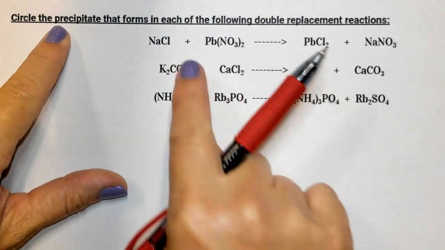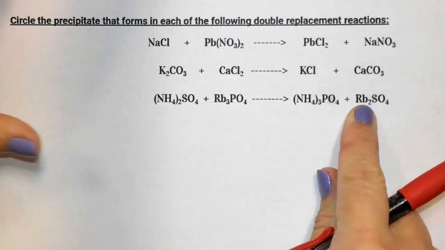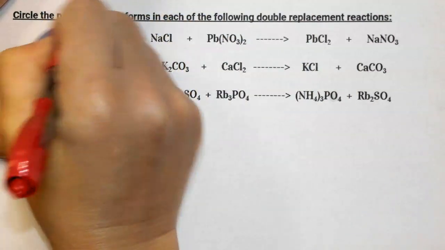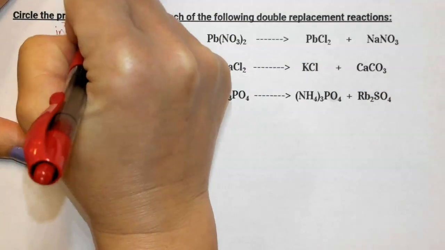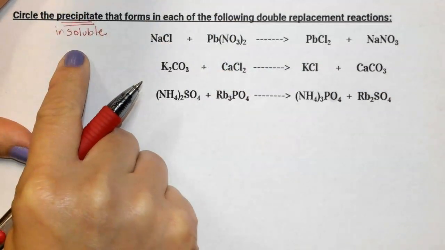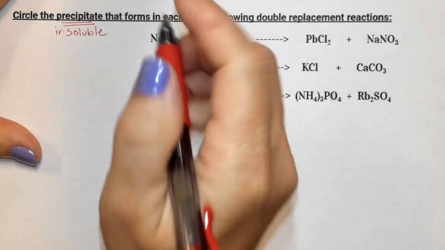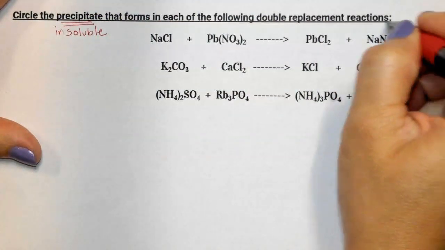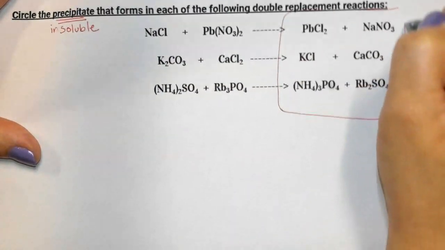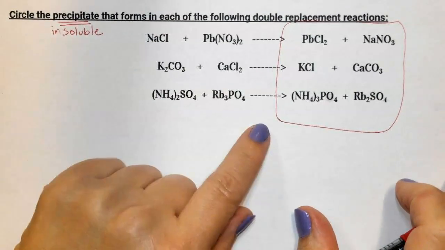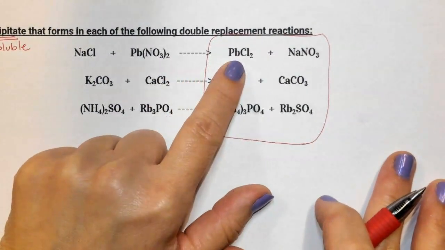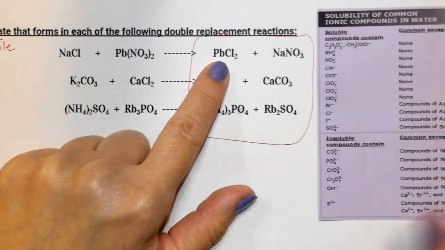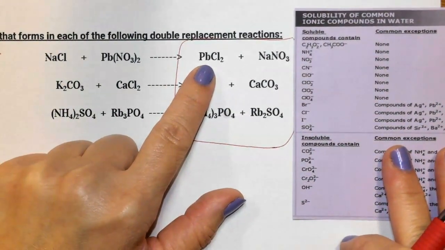Circle the precipitate that forms in each of these double replacement reactions. So it's important to note that precipitates are always insoluble based on the solubility rules, and it's always going to be a product. So I'm only looking at the right side of the arrow, not at the reactants. Now, to determine whether or not it's insoluble, we have to use the solubility rules.